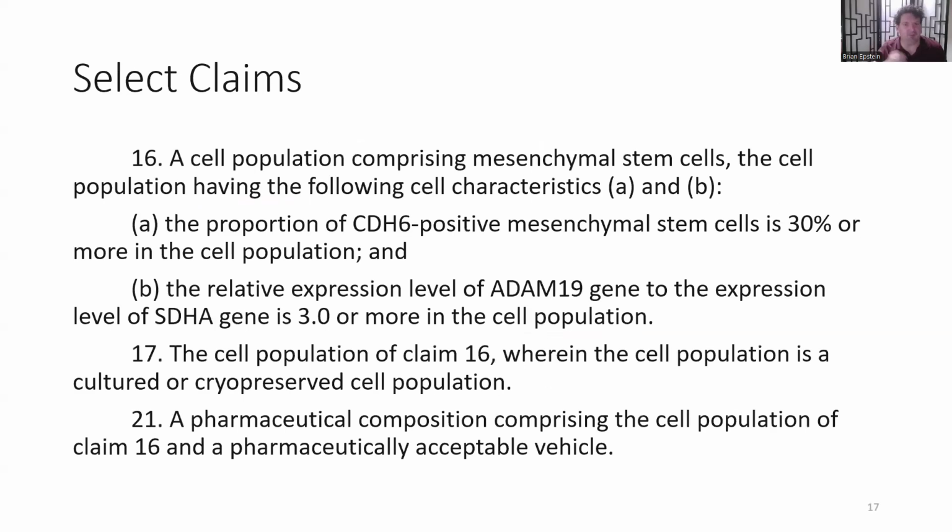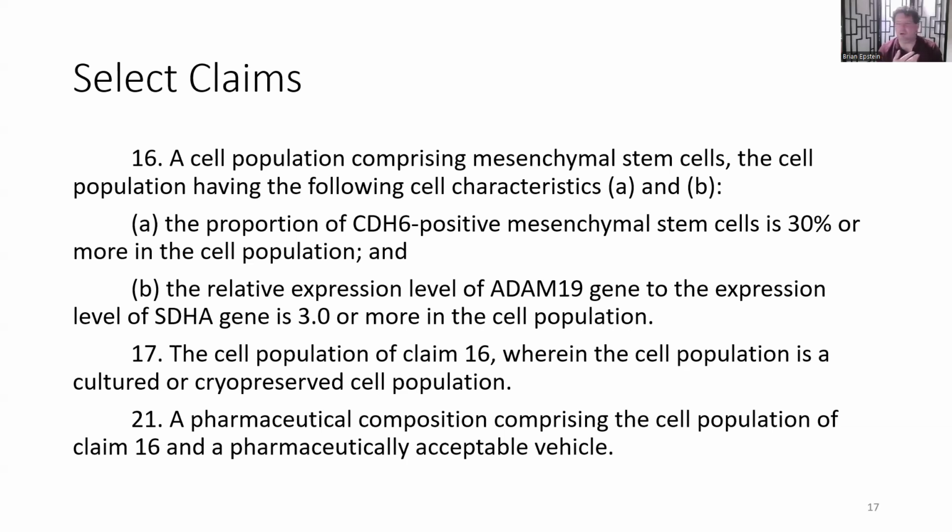So how are we claiming it? We're looking at independent claim 16 here. I'm just going to go ahead and read this one. It says a cell population comprising mesenchymal stem cells, the cell population having the following cell characteristics A and B. A is the proportion of CDH6 positive mesenchymal stem cells is 30% or more in the cell population. And B is the relative expression level of ADAM19 gene to the expression level of SDHA gene is 3.0 or more in the cell population.